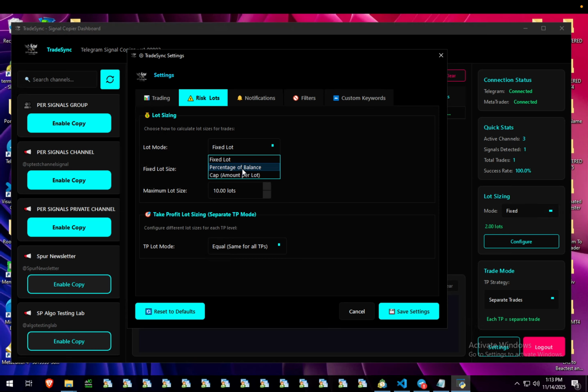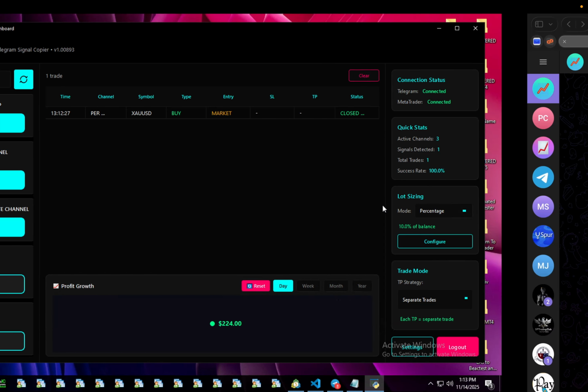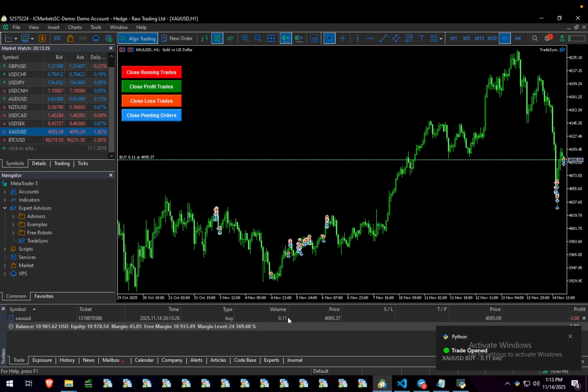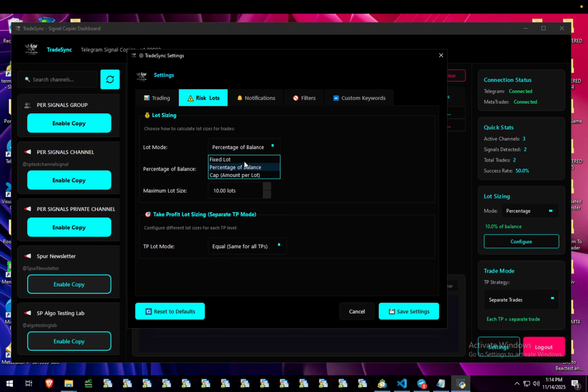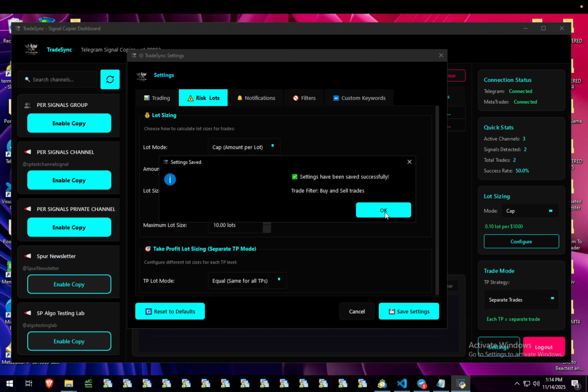Or you can select a percentage of balance, where the lot size is calculated based on the percentage you set. For example, on an $11,000 account, choosing 10% will set the lot size to 0.11. This method is great for those who want to compound their account. You can also choose cap, amount per lot, which lets you set a lot size for every specific amount of money. For example, you could set 0.01 or 0.1 lot for every $1,000 in your account.